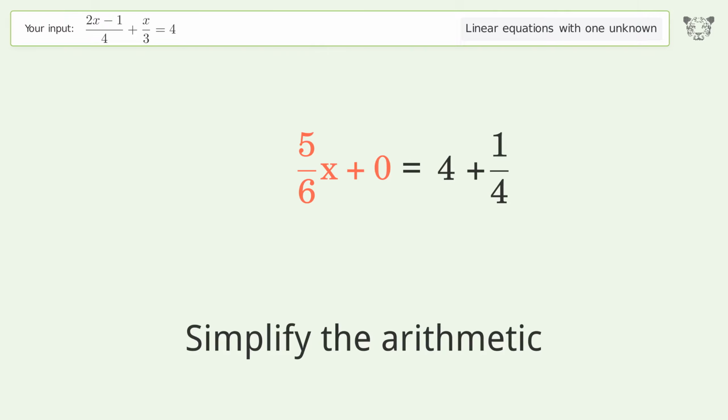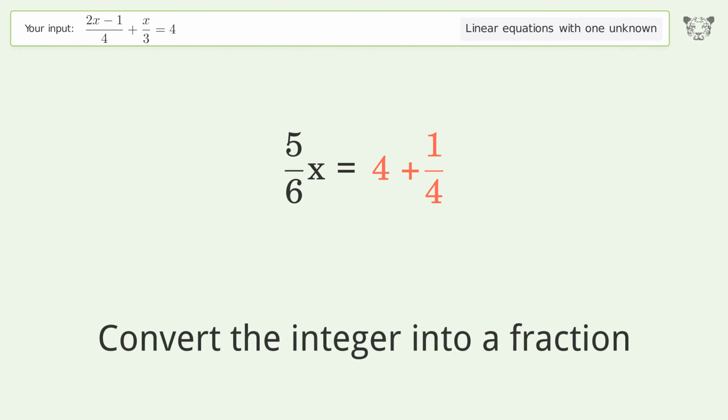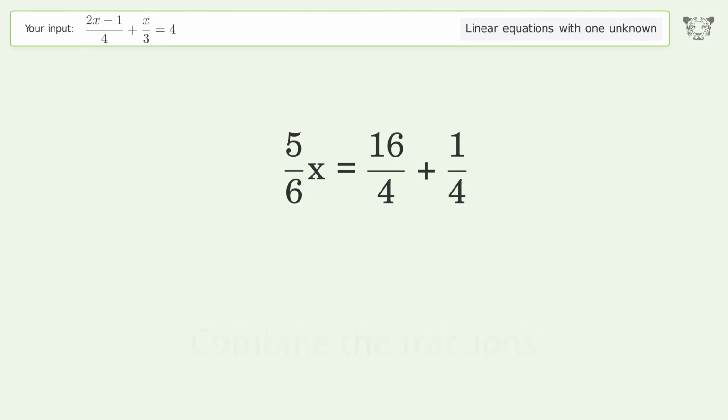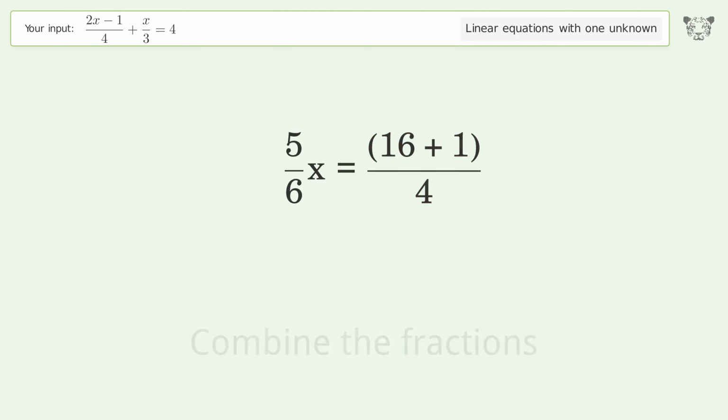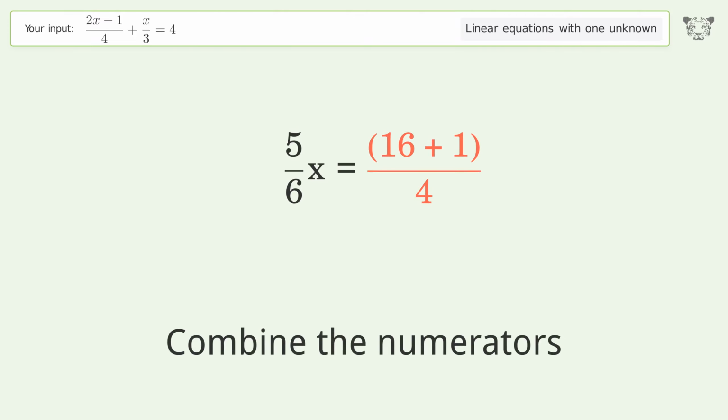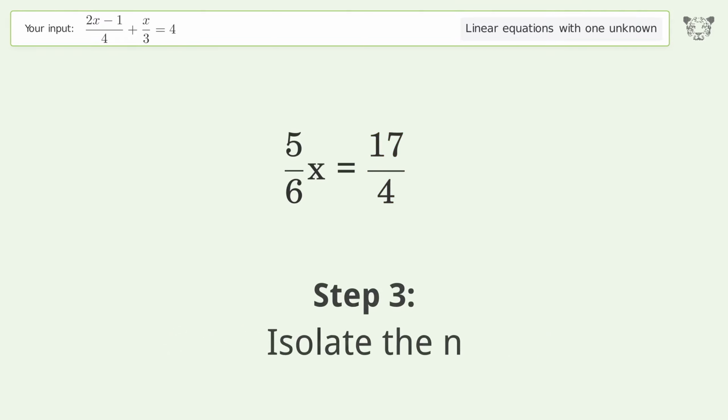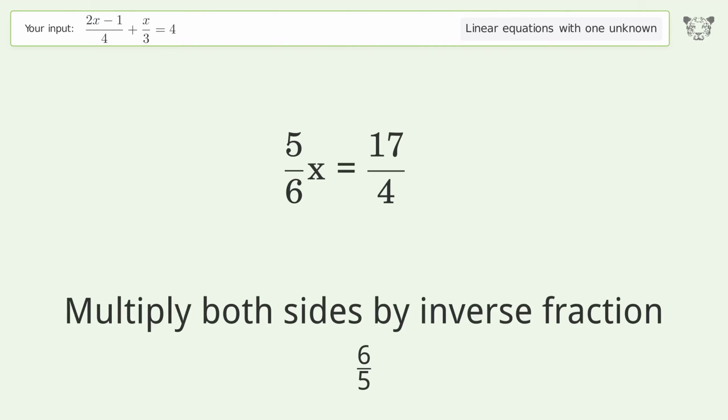Simplify the arithmetic. Convert the integer into a fraction. Combine the fractions. Combine the numerators. Isolate the n. Multiply both sides by inverse fraction 6/5.